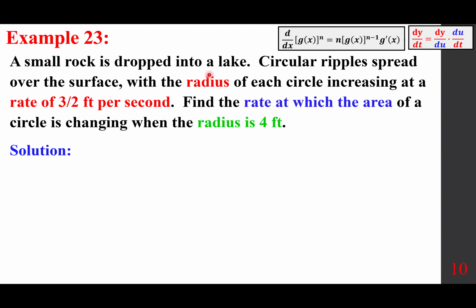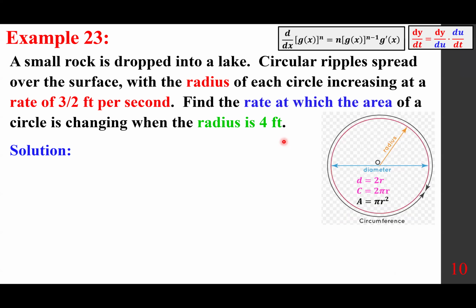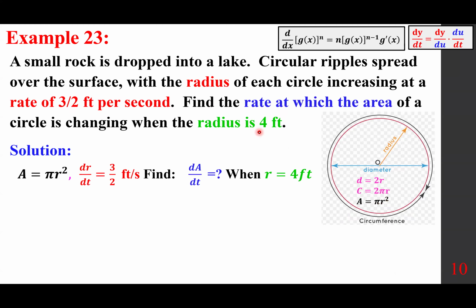A small rock is dropped into a lake. Circular ripples spread over the surface, with the radius of each circle increasing at a rate of 3/2 feet per second. Find the rate at which the area is changing when the radius is 4 feet. So you're looking at the circular shape. You should know, here's the radius r, the diameter is d equals 2r, circumference is 2 pi r, A is equal to pi r squared. And what is given is dr/dt, which is 3/2 feet per second. And we want the dA/dt when r is 4 feet.